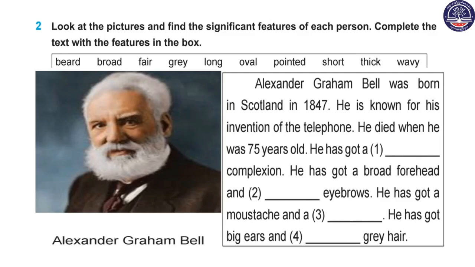Alexander Graham Bell was born in Scotland in 1847. He is known for his invention of the telephone. He died when he was 75 years old. He has got a blank complexion. He has got a broad forehead and blank eyebrows. He has got a mustache and a blank. He has got big ears and blank gray hair. Okay, now read it again and complete the text first.